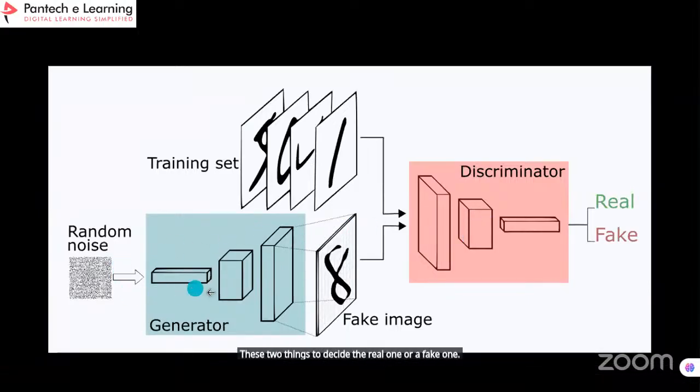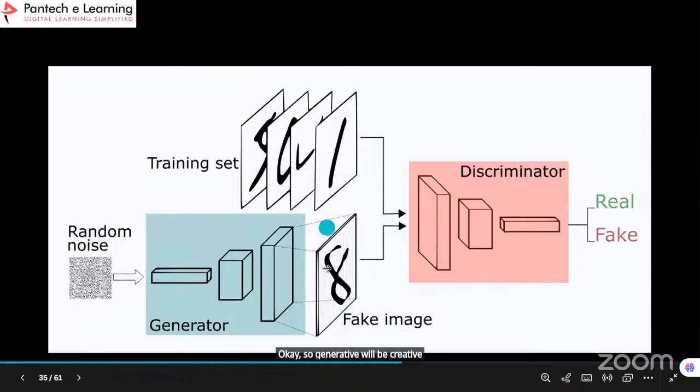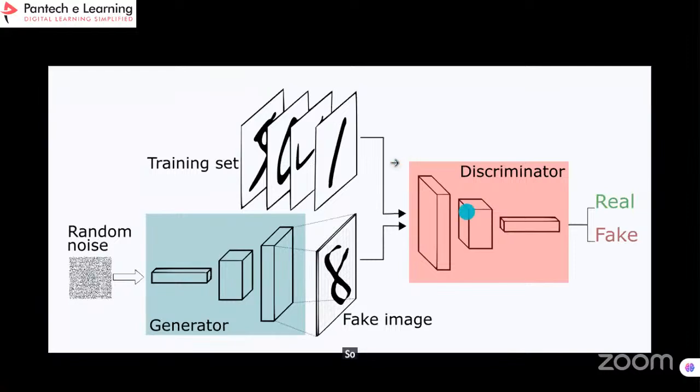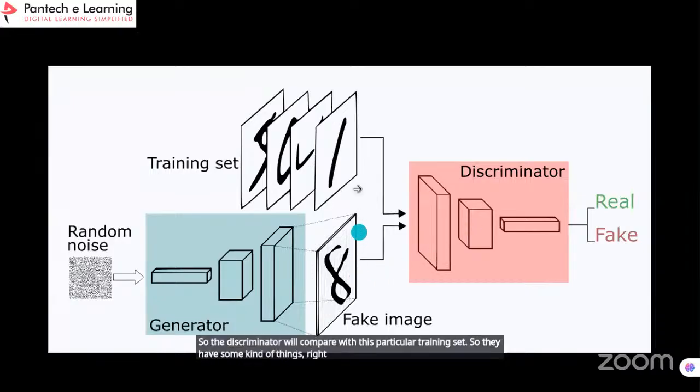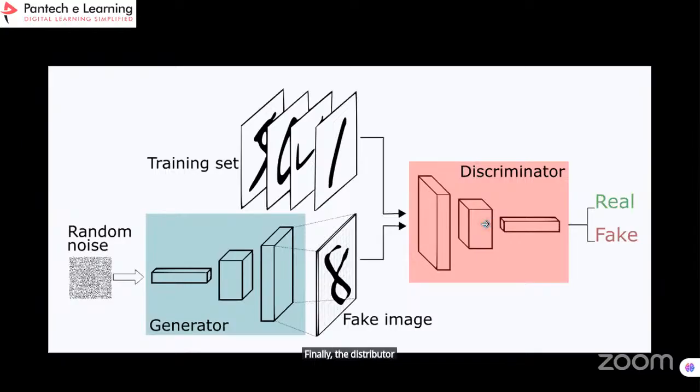Okay. So the generator will create one kind of fake image to give to the discriminator model. The discriminator will compare it with this particular training set. They have some kind of things, right? So it is missing this one. So is this a real one or a fake one? Finally, the discriminator will decide whether this image is real or fake. Real moves on as real, or fake moves on as fake. This is the way the generator and discriminator work.